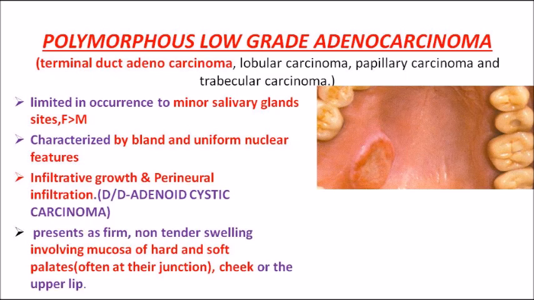So PLGA, remember the point, is also called terminal duct adenocarcinoma, and it is the most common malignant salivary gland tumor associated with minor salivary glands. It is especially seen in females, and it is limited mainly to the palatal region. It is often confused with adenoid cystic carcinoma because of the perineural infiltration feature.